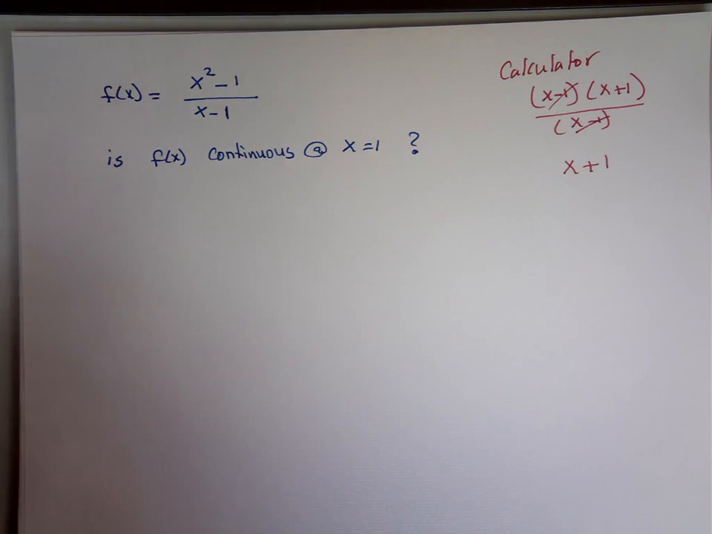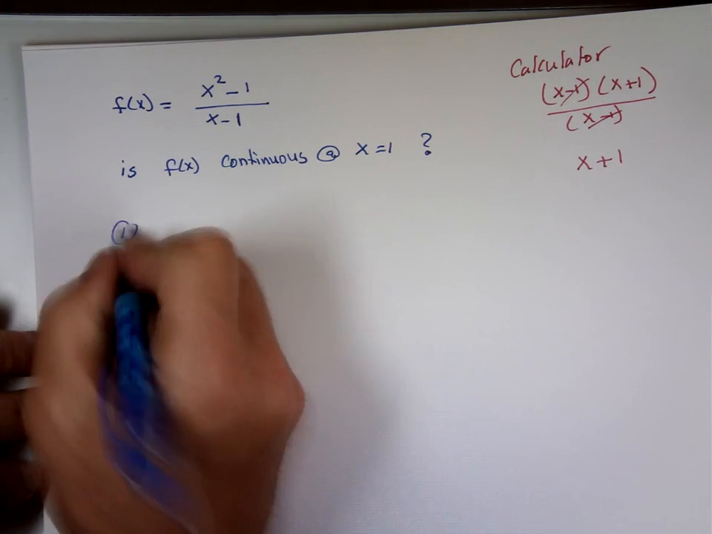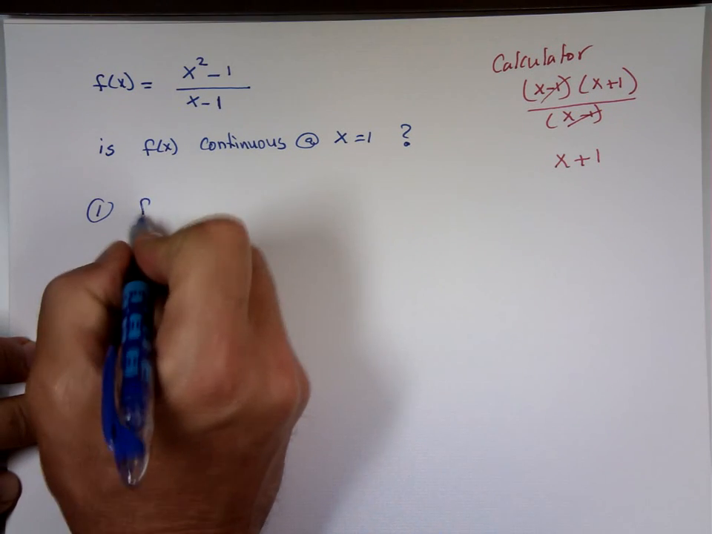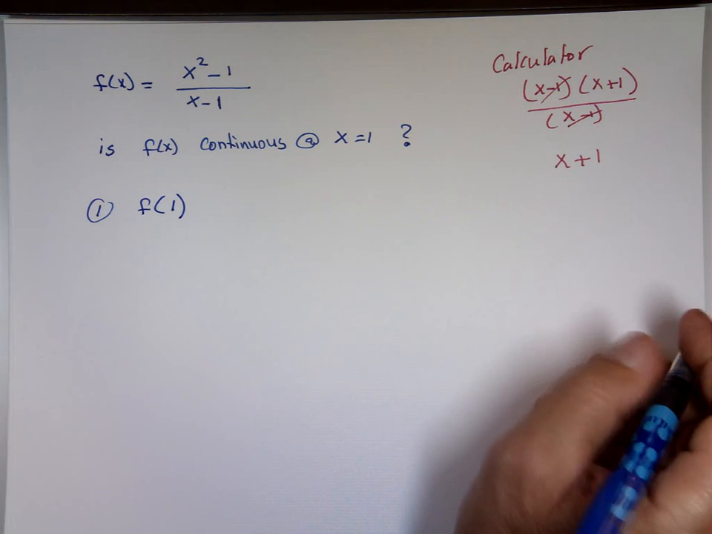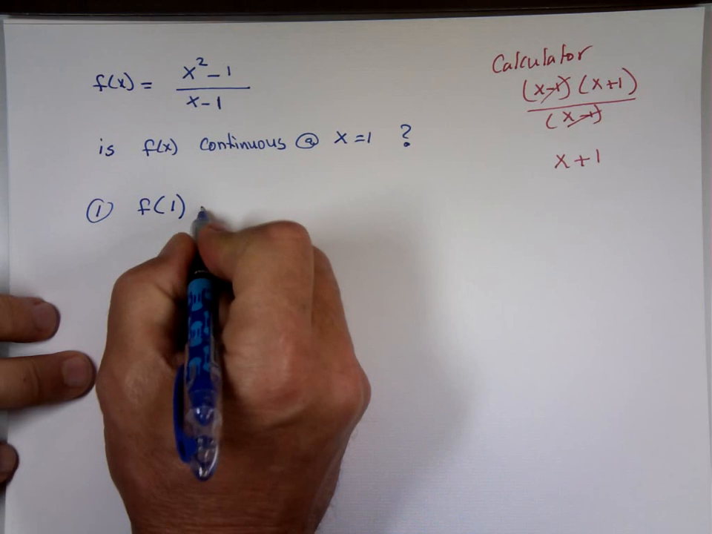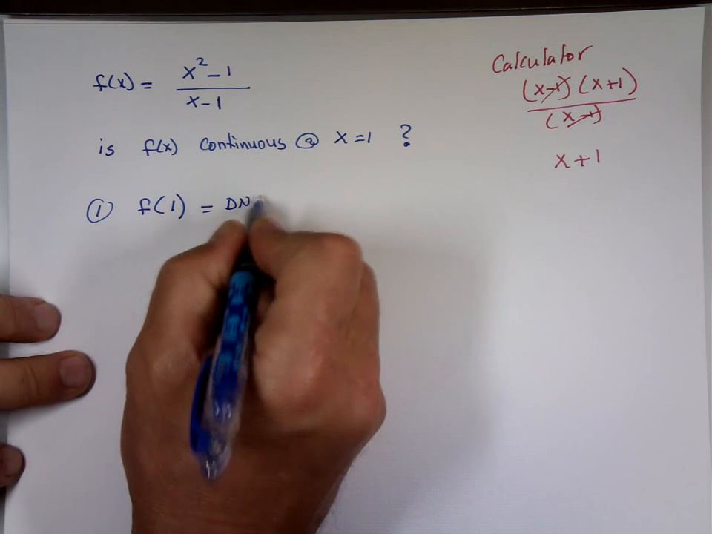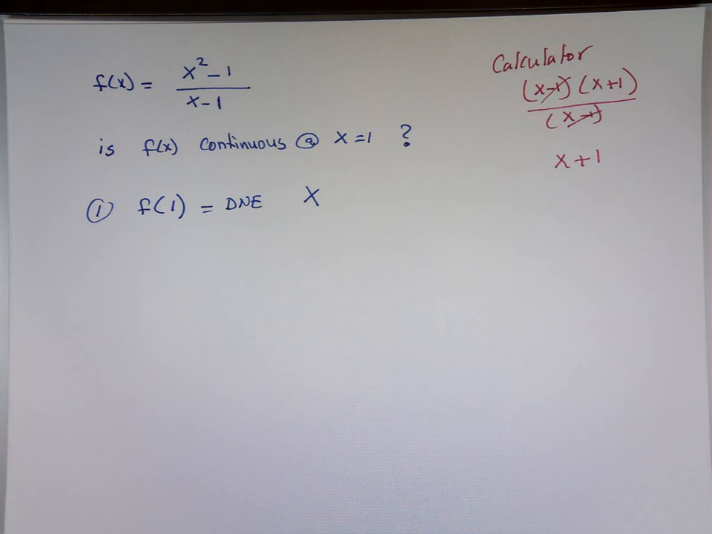So when I look to see if the function is continuous, I go, well, let's do test number 1. Let's find the value at x equals 1. I can't. This does not exist. Stop right there. Test number 1 failed. The function is not continuous at 1. It has a hole at 1.